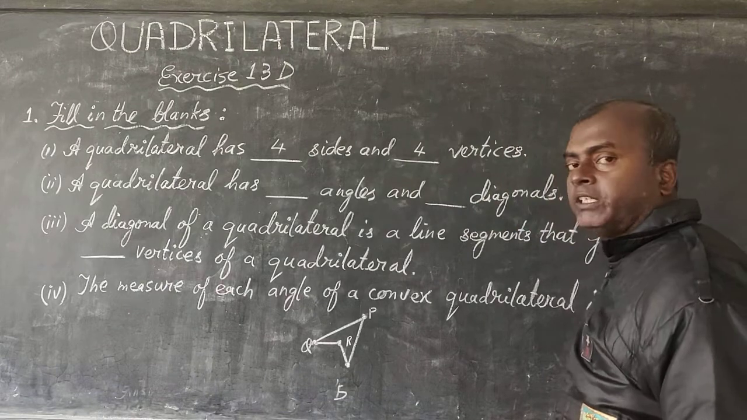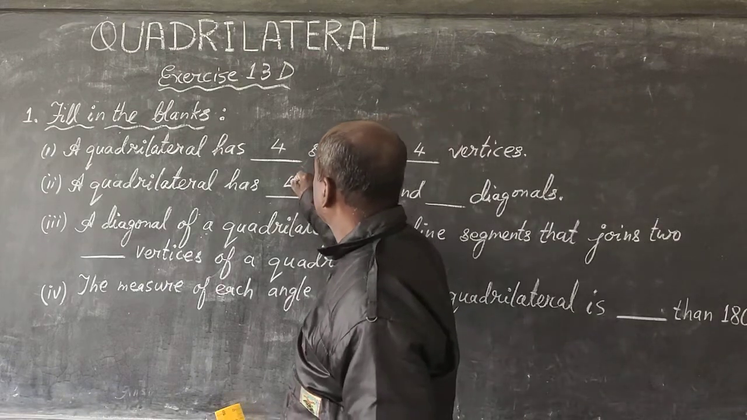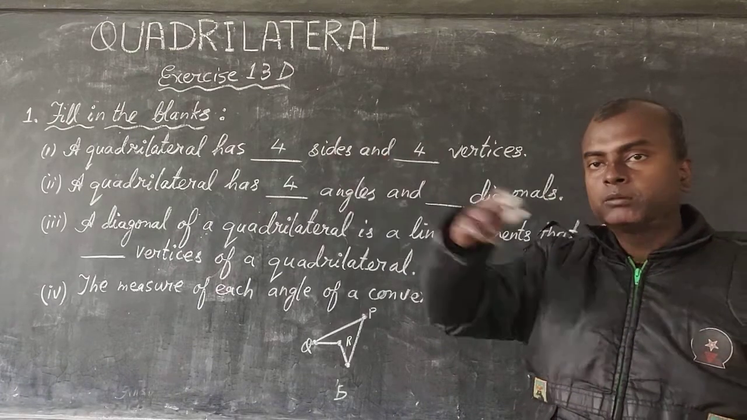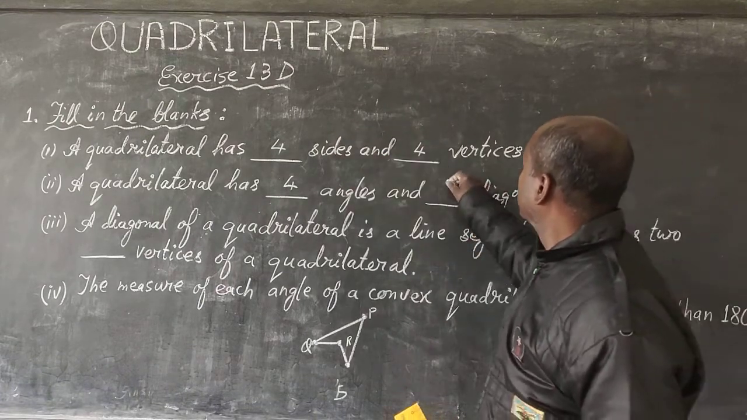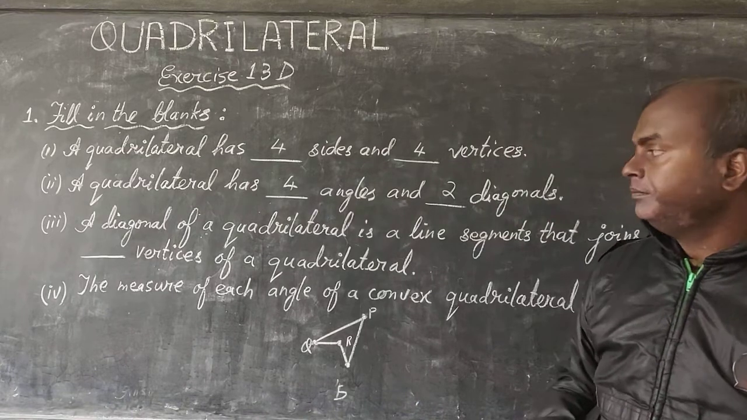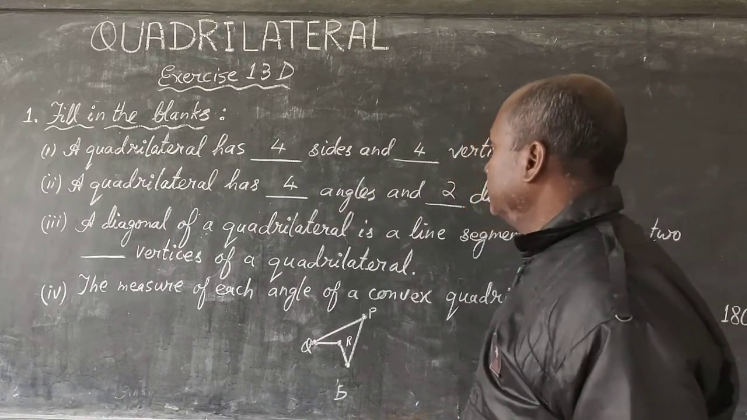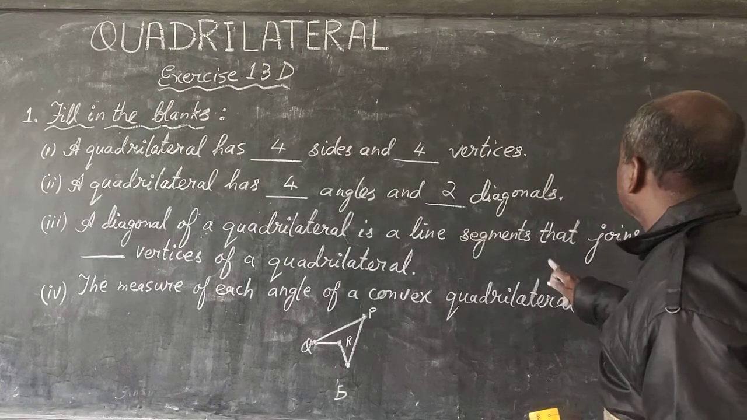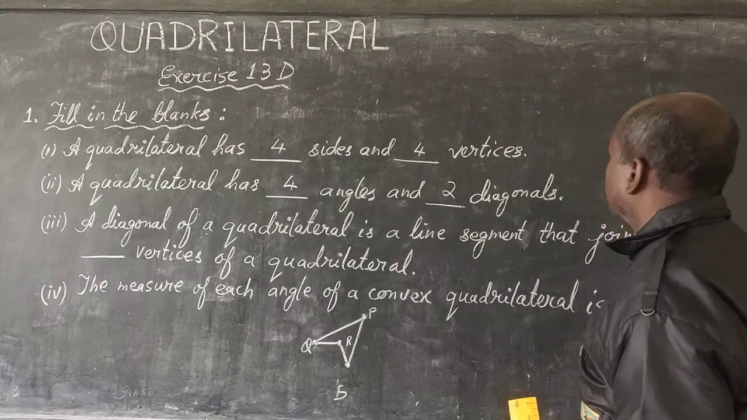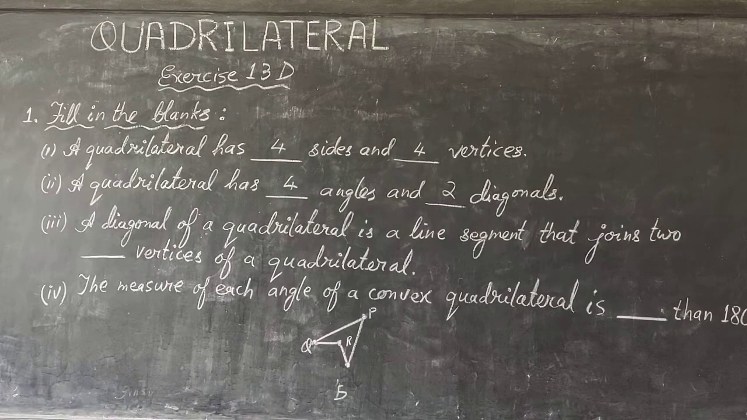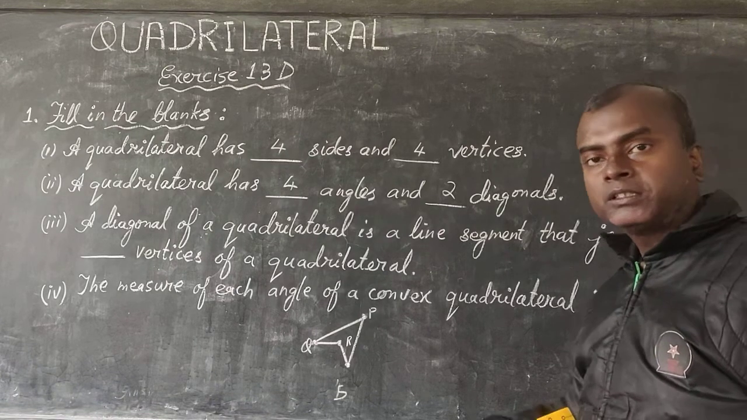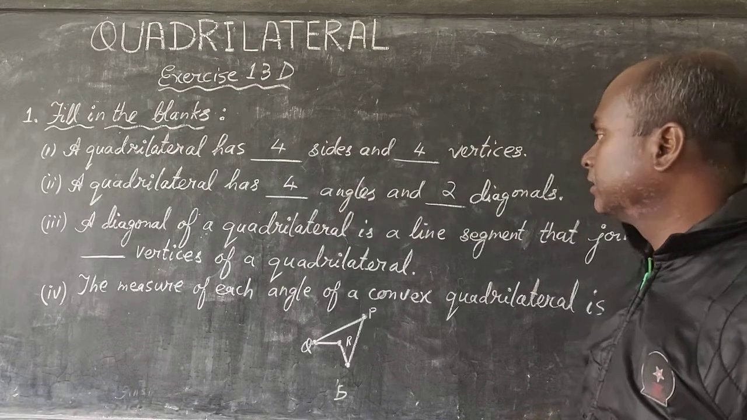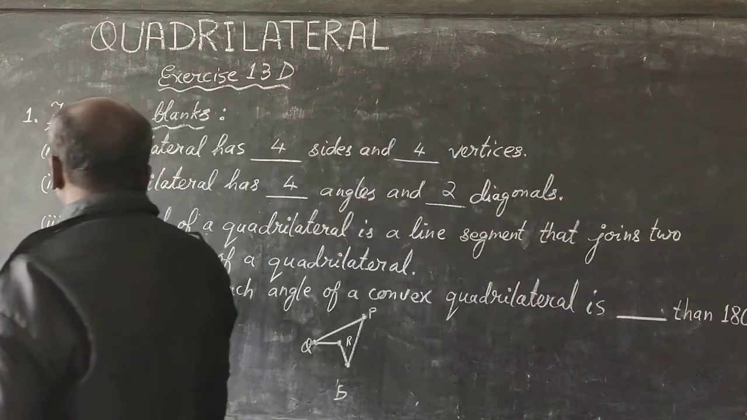Coming to question 2. A quadrilateral has how many angles? 4 angles. And how many diagonals? You know, diagonals are the opposite vertices when you connect them with a line. So how many? You have 2 diagonals. Next, third number. A diagonal of a quadrilateral is a line segment that joins two which vertices? Remember just now I said diagonal means two opposite vertices are connected. So we will write it opposite.